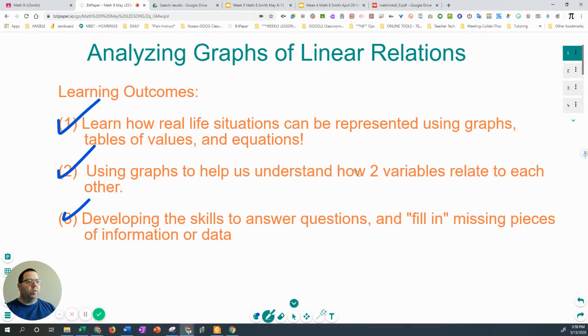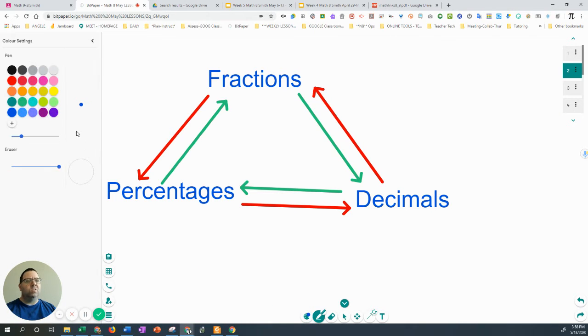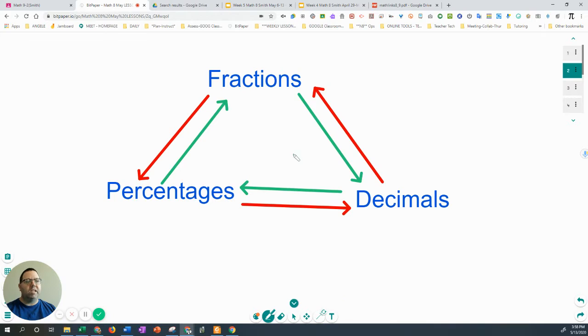Okay? So before we get started, let me just go to this next slide. And I'm making a comparison here. I guess we call this an analogy in language arts. Do you remember in fractions, right? In our fractions unit, we're supposed to have the skills to be able to convert fractions to decimals to percentages. So let me give you an example.